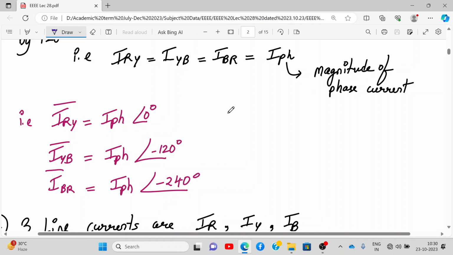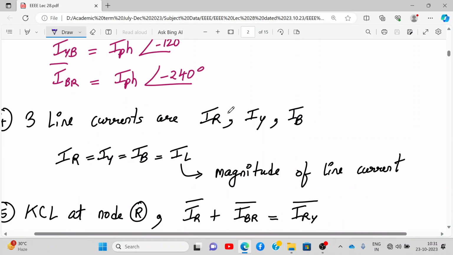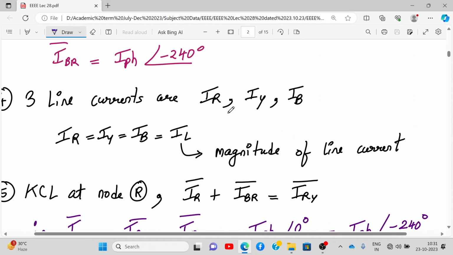In a star connected system, we were establishing a relation between line voltage and phase voltage. Here we are establishing a relation between line current and phase current. Now write down, three line currents are IR, IY and IB, and they are same in magnitude.